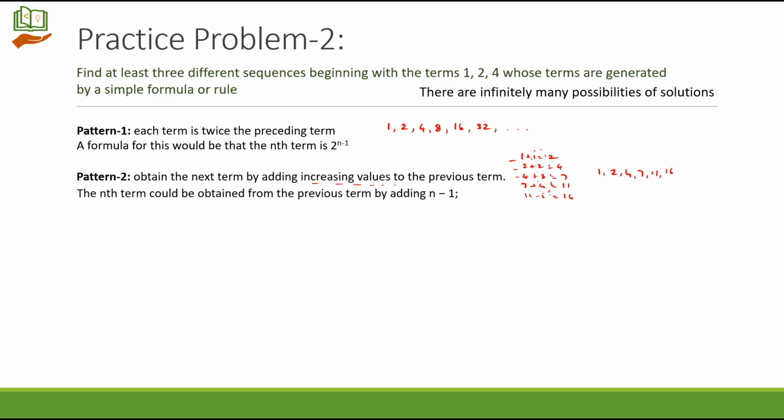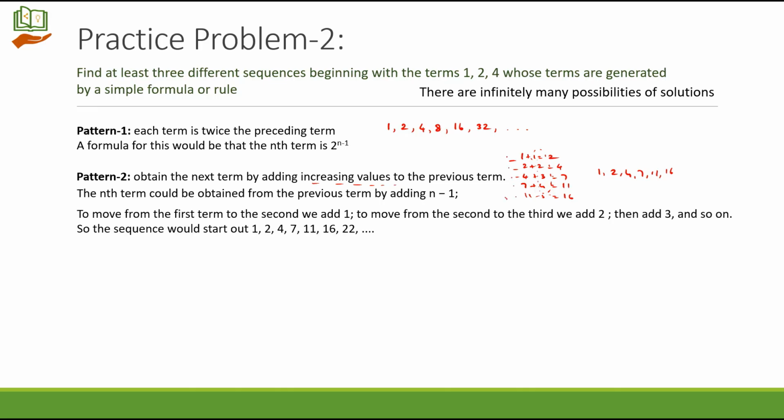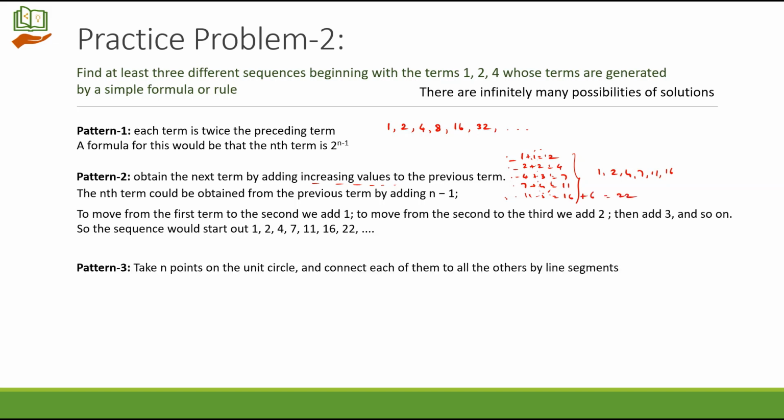The nth term could be obtained from the previous term by adding n minus 1. To move from the first term to the second, we add 1. To move from the second to the third, we add 2. Then we add 3. In this pattern, the sequence would be 1, 2, 4, 7, 11, 16, 22 and it goes on. So 16 plus 6 will give you 22. That's how they have taken the series. We are not restricting to only these 3 patterns. Again I am telling you, all your sequences should have the initial terms as 1, 2 and 4.